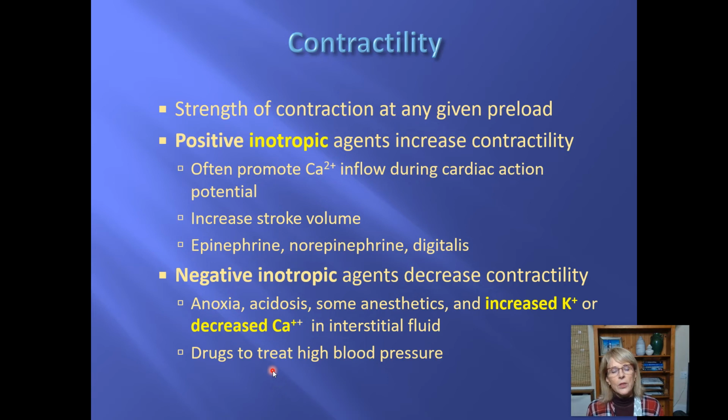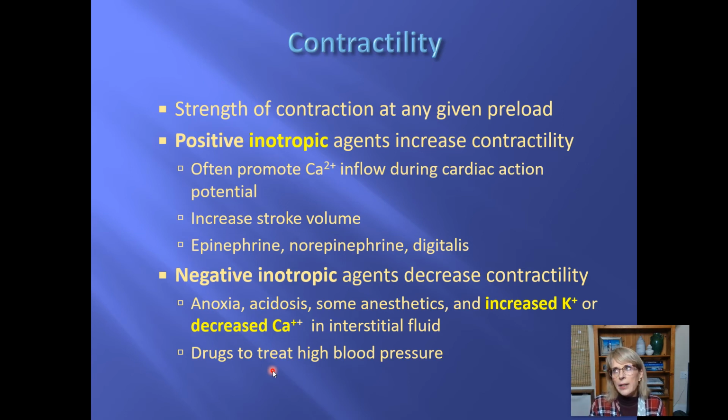Contractility. If you've got any given amount of expansion of the heart, like over here, I've got 200 mLs in my ventricle. Over here, I've got 200 mLs in my ventricle. But in this one, I've got normal contractility. In this one, I've got good contractility, better contractility. Increased contractility will increase the amount of contraction at any given preload, 200 mLs, 200 mLs.